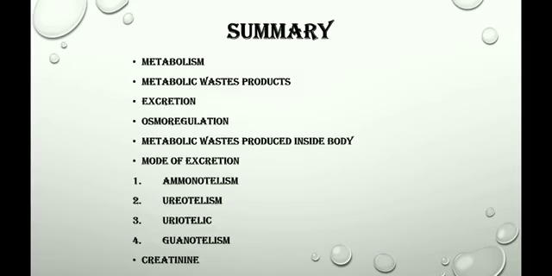So students, as we have completed this much, let's see the summary. Today we studied details about metabolism, metabolic waste products, excretion, osmoregulation, metabolic waste products inside the body, and modes of excretion. In that, we studied details about ammonotelism, ureotelism, uricotelism, and guanotelism. Then we studied about creatinine, one of the nitrogenous waste products.